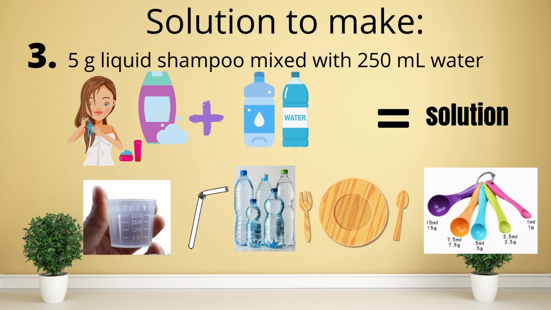Number 3. Solution to make 5 grams liquid shampoo mixed with 250 milliliters water. What are the materials that we can use to measure the liquid shampoo and the water? Small measuring cup used for measuring syrups or liquid, straw, empty bottle that has label of volume on it, plate, spoon and fork, or measuring spoons.